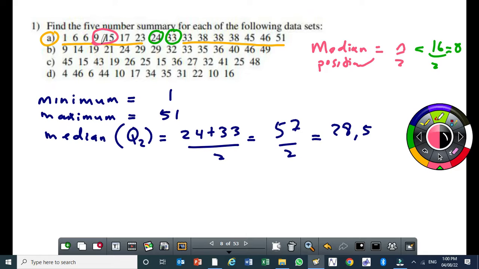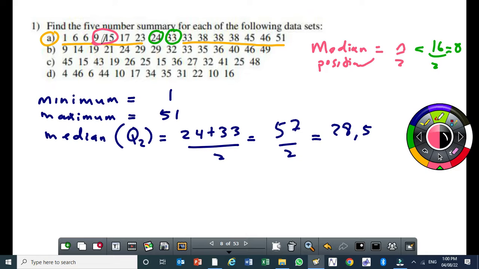Yes, it's not part of the data set, yes. But because our data set is even, we are approximating where the median is. Even though the answer is not a positive integer, we have to take it as it is. We don't have to round up because it's just an approximated answer. Using this method, we are approximating the median, based on the given data set.